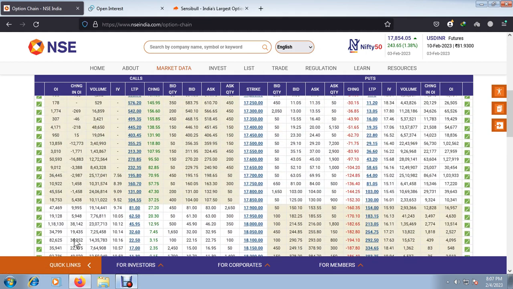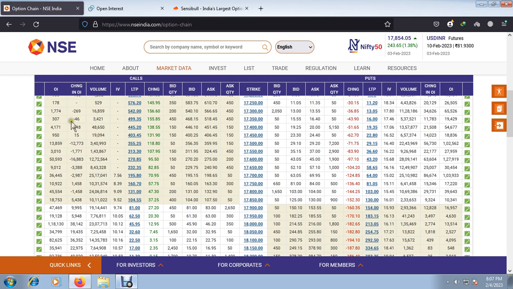Basically the change in open interest shows the activity of the option writers, what positions they are taking for intraday. The open interest is a cumulative number, so it ends only on the day of expiry. On any other day, you will see this amount keep increasing or decreasing based on the change in open interest.